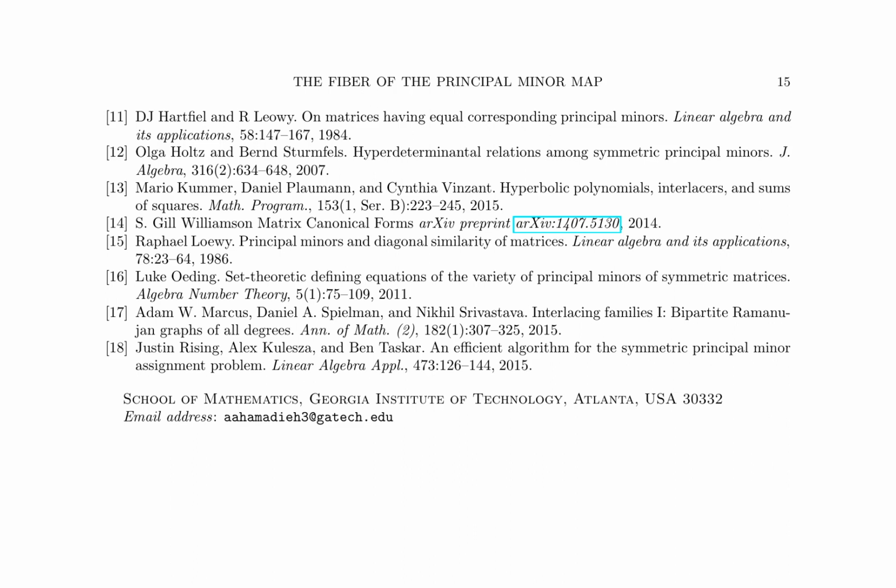Loewy's seminal paper on principal minors and diagonal similarity of matrices is also discussed [15], highlighting its significance in the context of this research. Oeding's work on set-theoretic defining equations of the variety of principal minors of symmetric matrices is cited [16], emphasizing the importance of algebraic geometry in this field. The paper also touches upon the concept of interlacing families, particularly bipartite Ramanujan graphs of all degrees, as studied by Marcus, Spielman, and Srivastava [17].